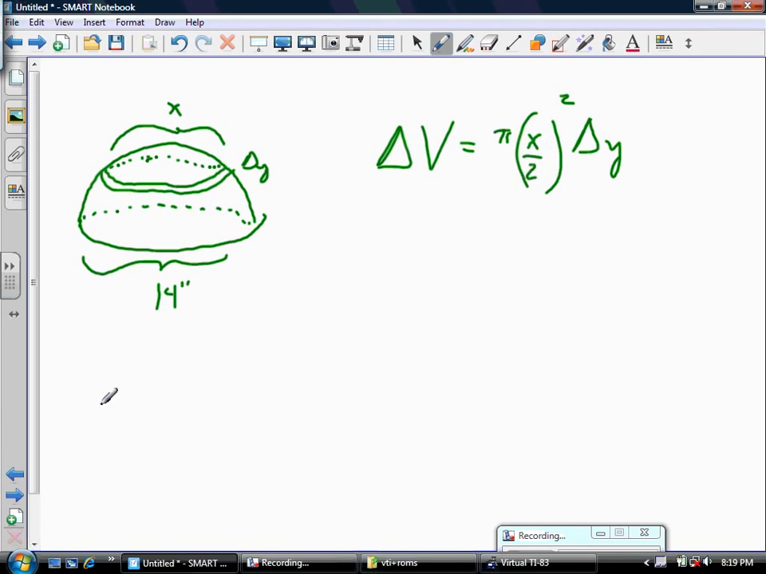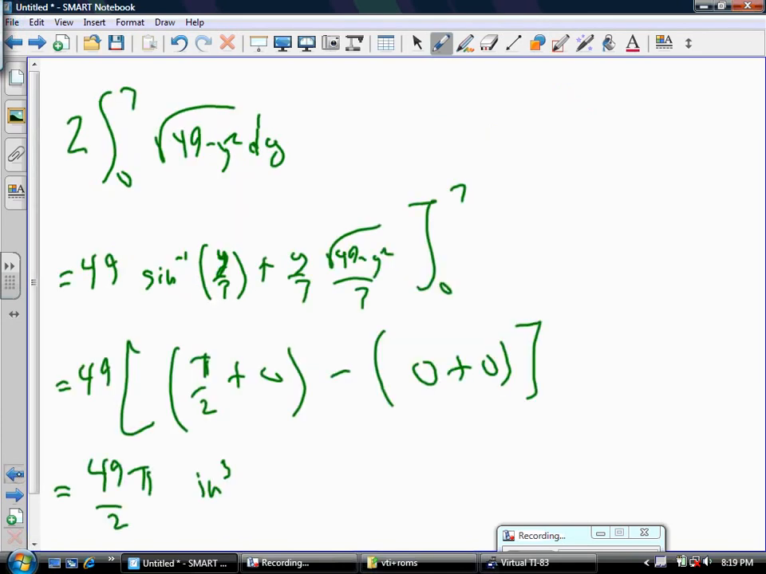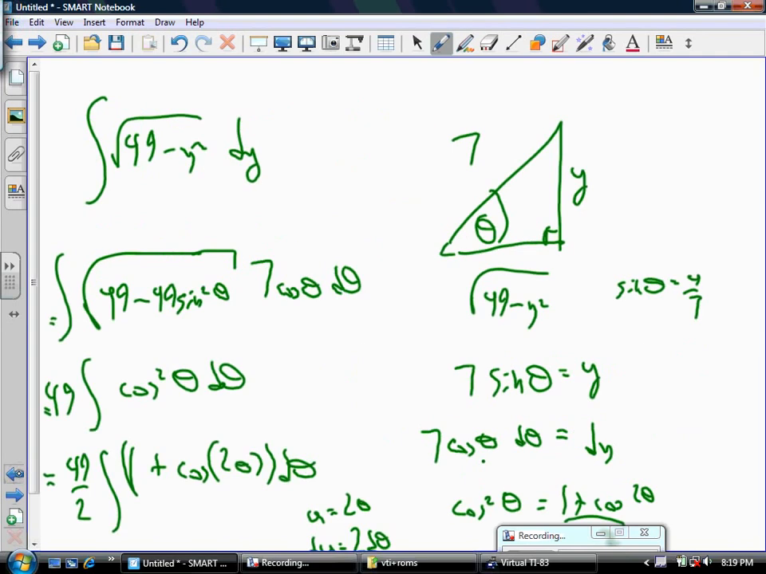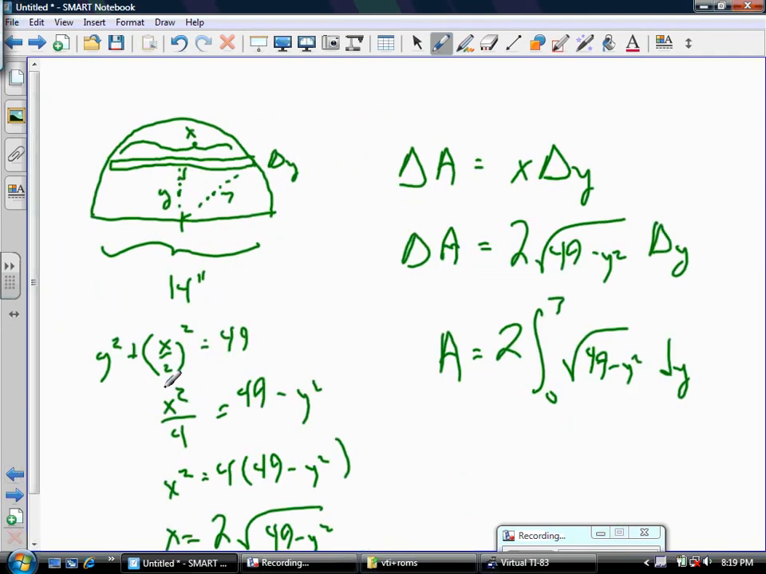But before, didn't we have an expression relating x and y? We needed x. But look what x squared over 4 is. It's 49 minus y squared, right? Why do I care about x squared over 4?